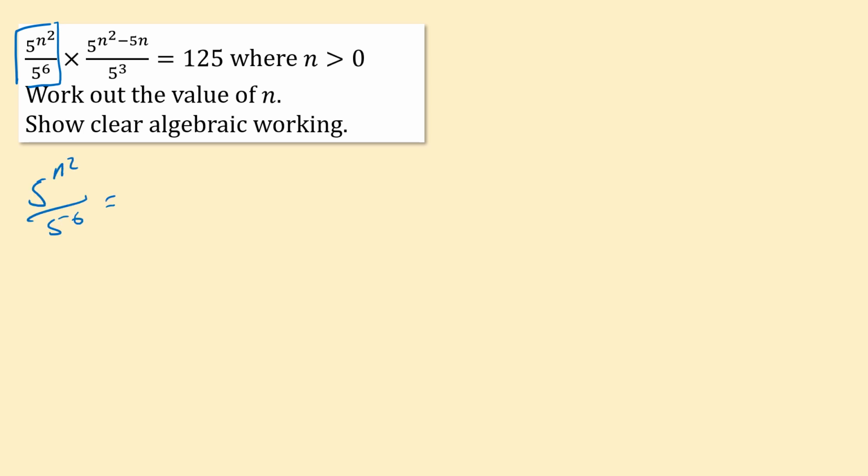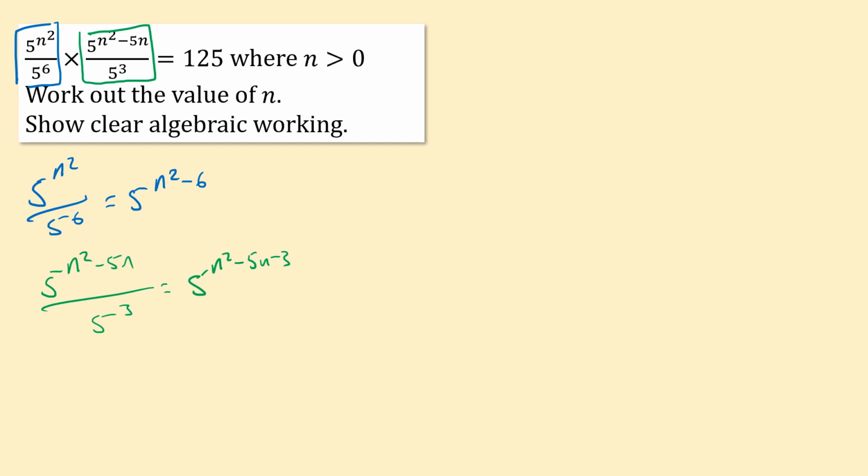One of our laws of indices says that when I'm dividing two powers with the same base, I can subtract the indices. So this simplifies down to 5 to the power of n squared minus 6. Right, the next thing on the left-hand side, let's use a different colour, which is 5 to the power of n squared minus 5n, divide 5 cubed. Through the same reasoning, that is 5 to the n squared minus 5n minus 3.